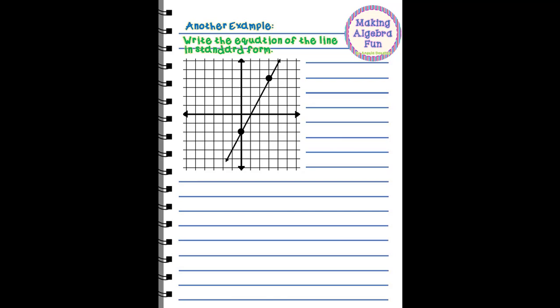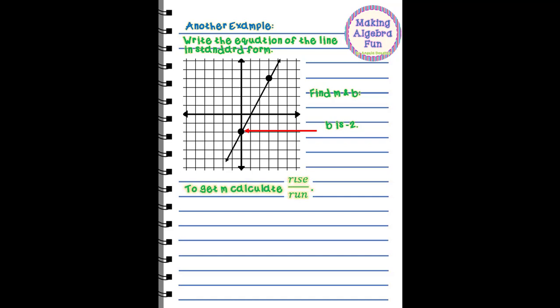And now we're going to sort of go backwards. What I'm going to do is give you a graph, ask you to write the equation of the line, and we'll write it in slope-intercept form, and then we're going to convert that back to standard form. So it will be the opposite. To get slope-intercept form, we need m and b. And if you look at the graph, b is where the line crosses the y-axis. In this case, it's at negative 2.